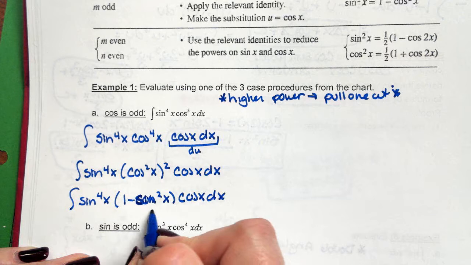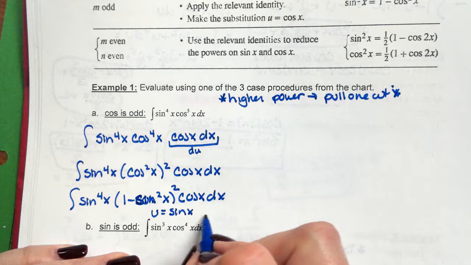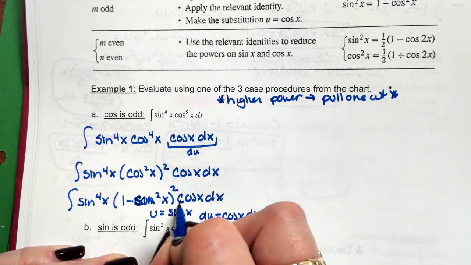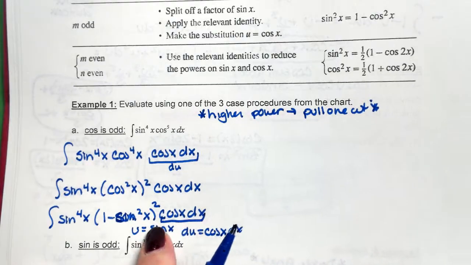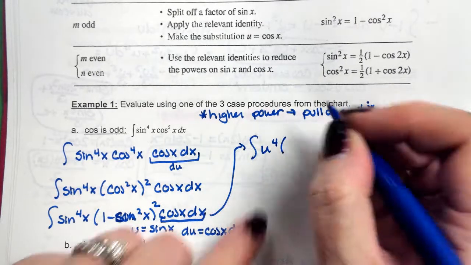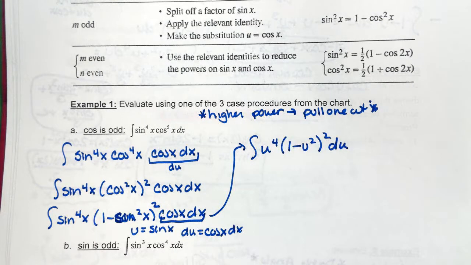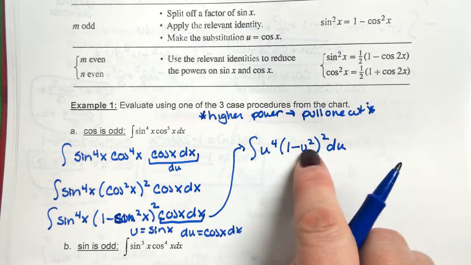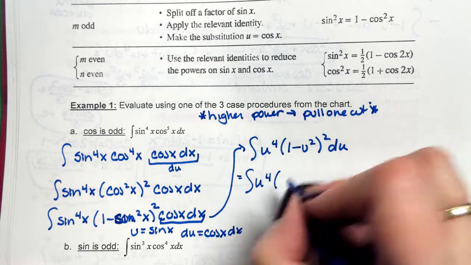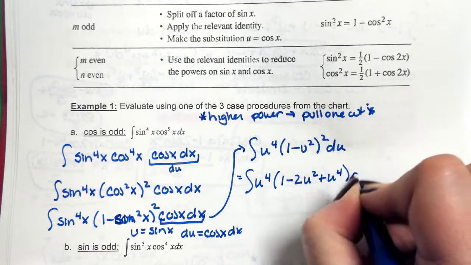So now is where I'm going to do my u sub. If u is equal to sine of x, and again that's all squared, du is going to be my cosine of x dx, which is right here. So now I can rewrite my integral in terms of u. So I have the integral of u to the fourth times 1 minus u squared, squared du. You are going to have to FOIL out the 1 minus u squared, squared. So leave that u to the fourth in the front. So I have 1 minus 2u squared plus u to the fourth du.